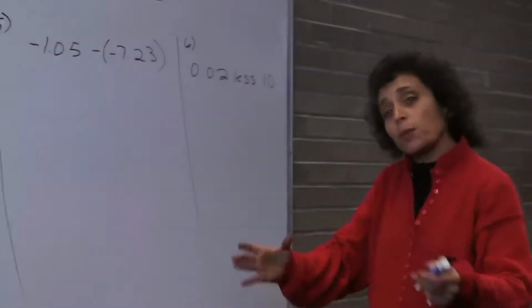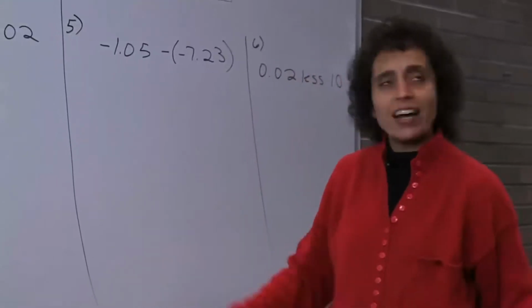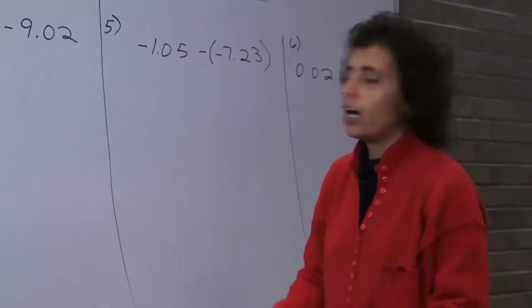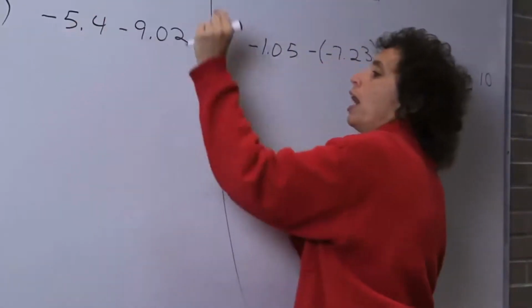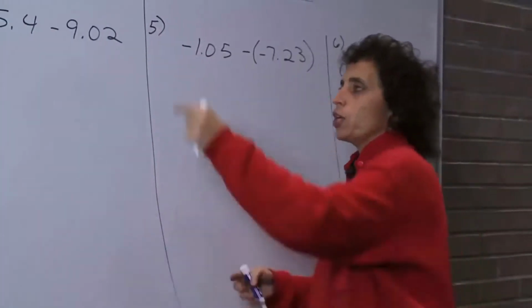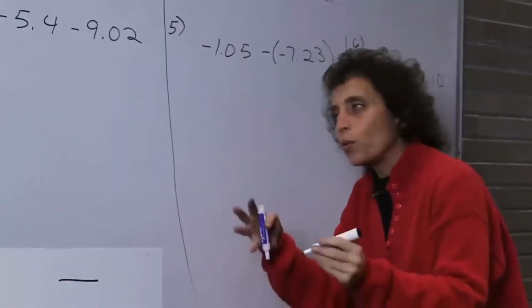All right, let's take a look. Make sure you're sign conscious. That's the biggest, most important thing. If I could walk in here with 2 signs on my head, I would. Okay, I owe you 5.4. I owe you 9.02. So I'm going to owe you more money. So we're going to have to add these numbers, but of course I owe you, so my answer again is going to be negative.